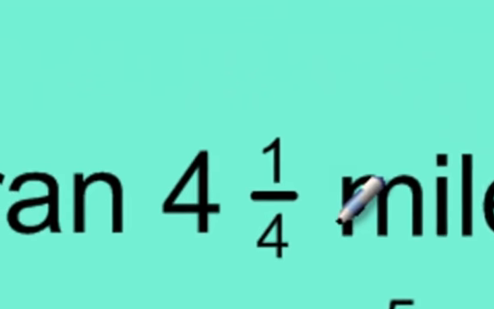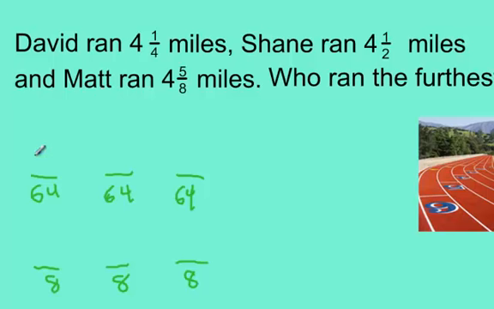Now, how did I get from 1/4 to 64? I multiplied 4 times 16. So I'm going to put this 16 up here, because I'm going to multiply my numerator by the same thing. To get from 2 to 64, I multiplied by 32. So my numerator becomes 32. And then to get from 8 to 64, I multiplied by 8. So I'm going to multiply the same thing with my numerator. 5 times 8 would be 40. And these are really easy to compare. Who ran the furthest? You can clearly tell Matt ran the furthest because now that we have the same denominator, we can compare the numbers. The numerator is the biggest with Matt.